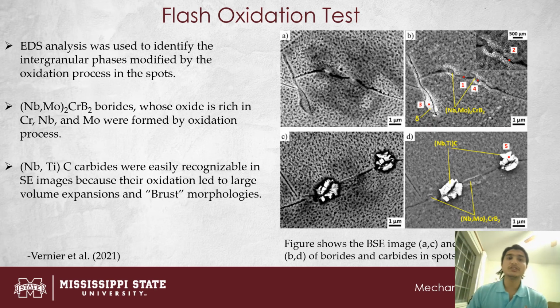So the dark spots seen in the previous slide, on further analysis under EDS, we find that the intergranular phases were modified by the oxidation process. Nickel, molybdenum, chromium borides were seen on those spots, and also niobium and titanium carbides were seen in those spots, and burst morphologies were seen, as seen in the figure here.